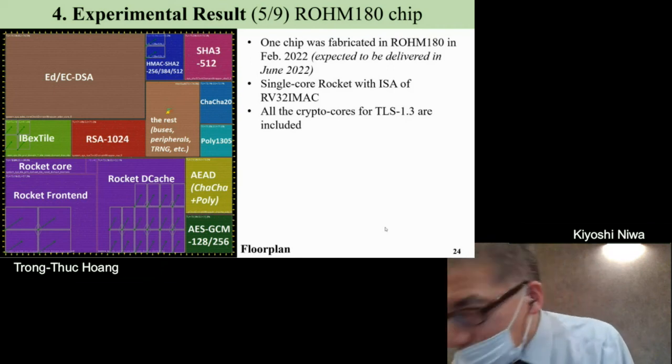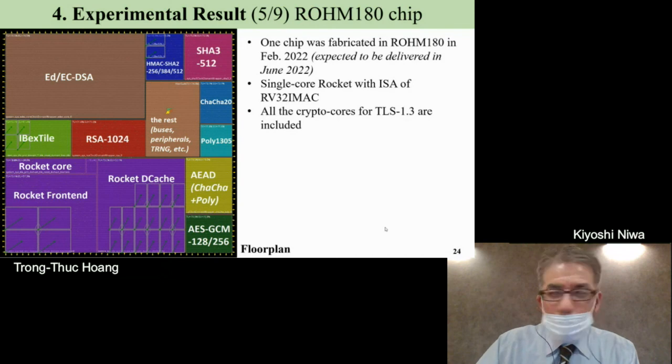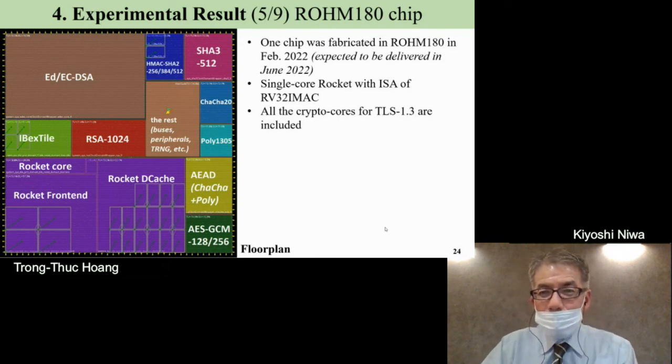Yes. Traditionally, in our lab, we have the ROHM 180. We have the SOTB, which belongs to the Renesas 65 nanometer, and we also can do the TSMC 65 nanometer. The choice of ROHM 180 is just because it's cheaper and it's supported by VDEC. In the future, we would like to try the TSMC also. Okay.